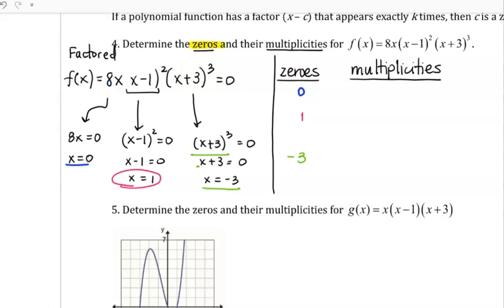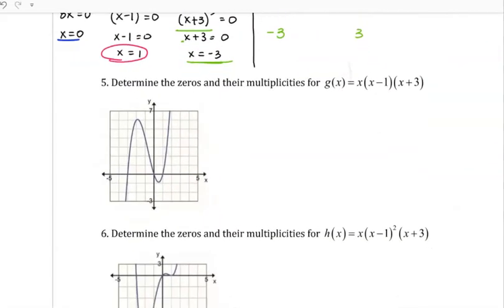Let's look at these factors closely to find their multiplicities. The multiplicities come from the degree of each factor, the exponent on each factor. So from the factor of x, there's an exponent of 1 there, so the multiplicity of 0 is 1. The factor that gave us 1 as a 0 is the x minus 1 squared, which shows up twice, so it has a multiplicity of 2. And the factor that gave us negative 3 has an exponent of 3, and so the multiplicity is 3. So we have found the zeros, and we have also found their multiplicities.